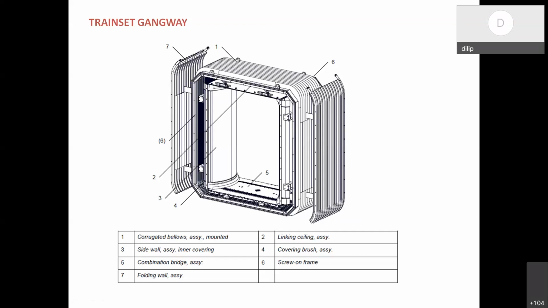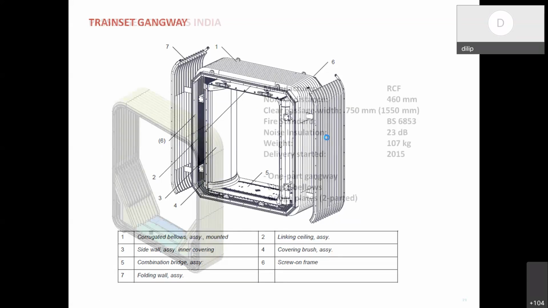There is no requirement of any coupler support. And there is an external fairing. I have shown you one gangway. It is completely surrounded. I will just go back to that slide.